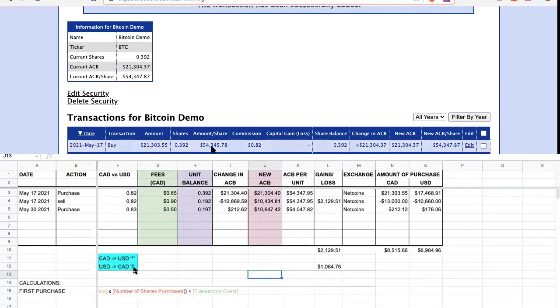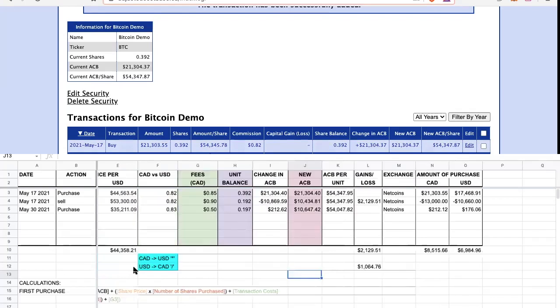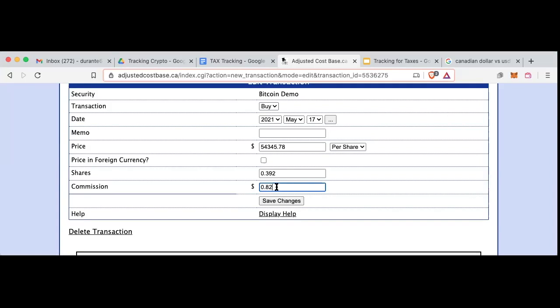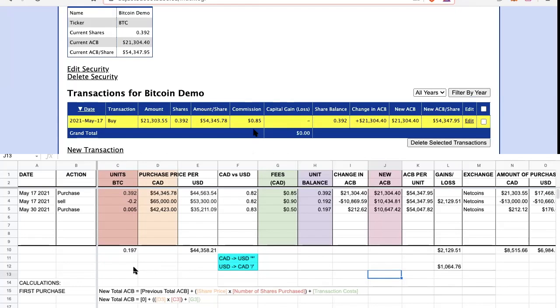The amount per share was $54,345, and that's what we entered. The commission was 82 cents. Whoops, my mistake. I entered 85. We can edit that. Change it to 85. Save change. So now I fixed it. There's our 85-cent commission, our fees. Share balance, 0.392. New ACB, 21,304. This is the important one.